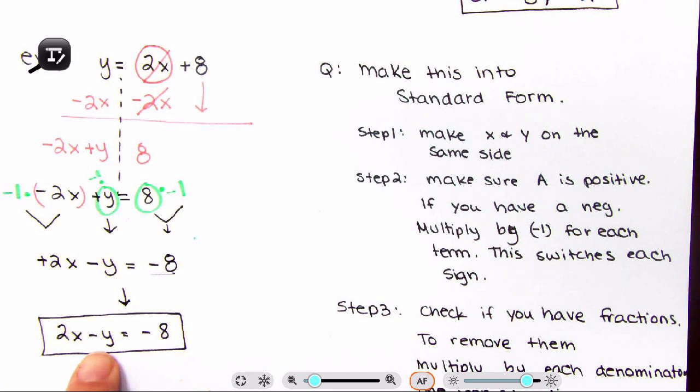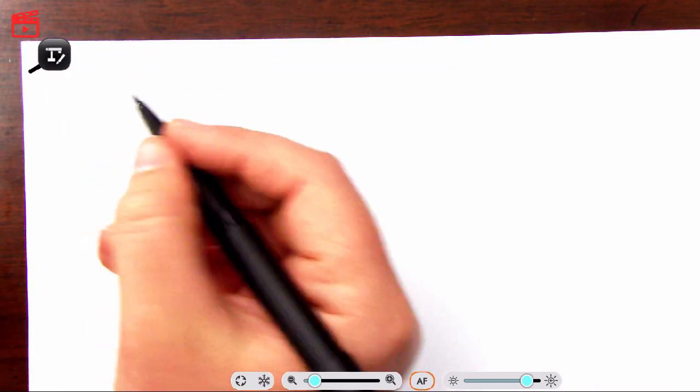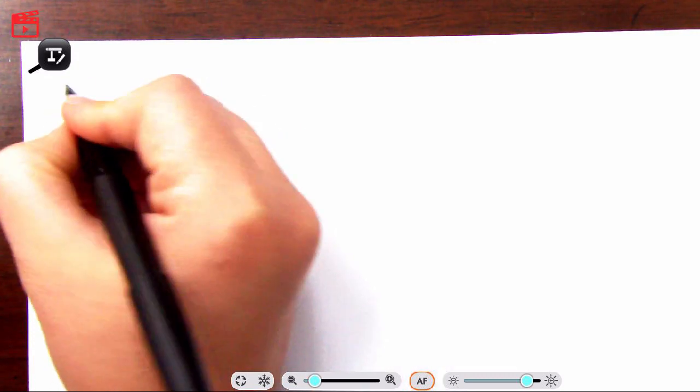X and y are on the same side, the numbers on the opposite side. A is positive, A is also not a fraction. There are no fractions here. That's it, we're done. This is our standard form. Let's do one more example. Let's do one with another fraction. Let's do one in point slope form with a fraction.